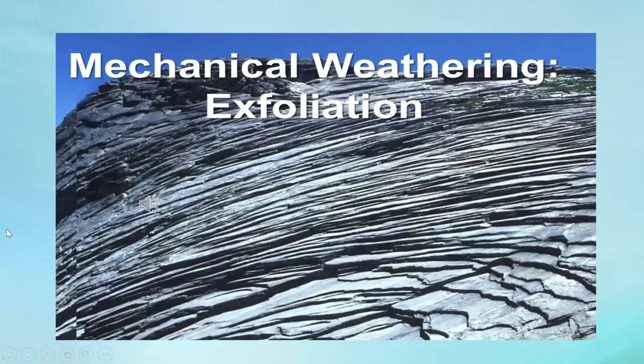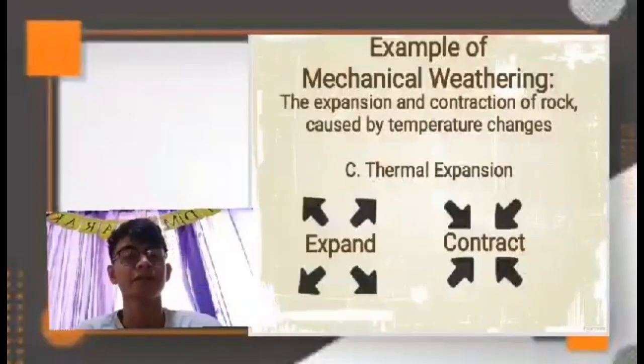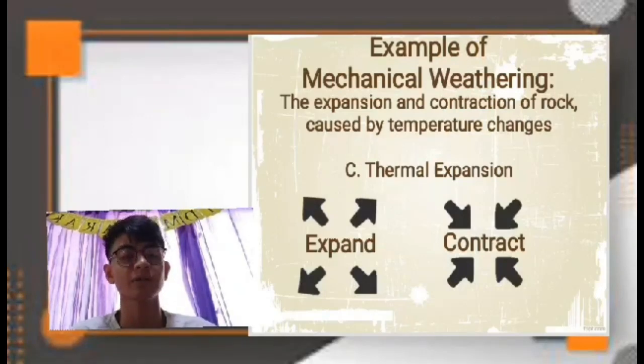Another example is this exfoliation. As you can see, there are a lot of sheets in there. Example of mechanical weathering: the expansion and contraction of rock caused by temperature changes. Thermal expansion. Expand and contract.